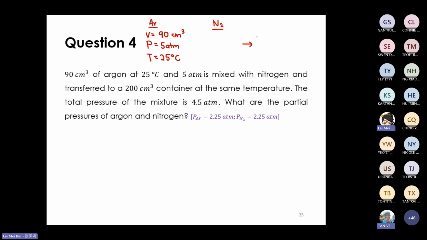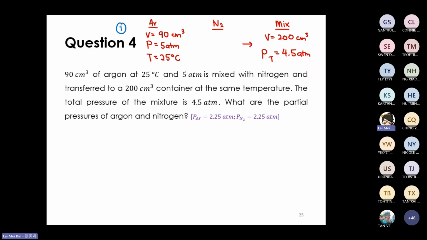Okay, so I'm going to mix them in a container. Mix. And this container has a volume of 200 centimeter cube. And the total pressure of the mixture is 4.5 atm. I'm going to teach you guys how to solve questions like this.